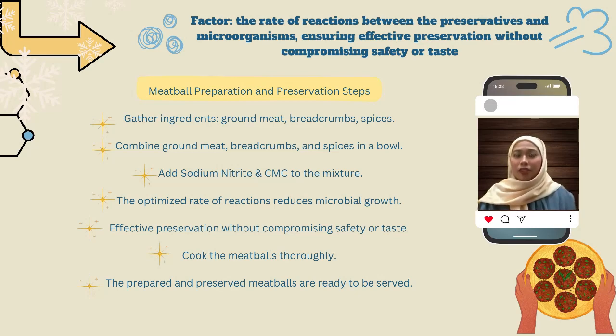First step is preservative impact. Assemble the ground meat, breadcrumbs, and spices in the mixing bowl. The magic begins as each ingredient plays a crucial role. Step 2, combine the ingredients. Ground meat, breadcrumbs, and spices unite in a symphony of flavor. Step 3, add preservatives like sodium nitrate and CMC. They step in to protect our meatballs.